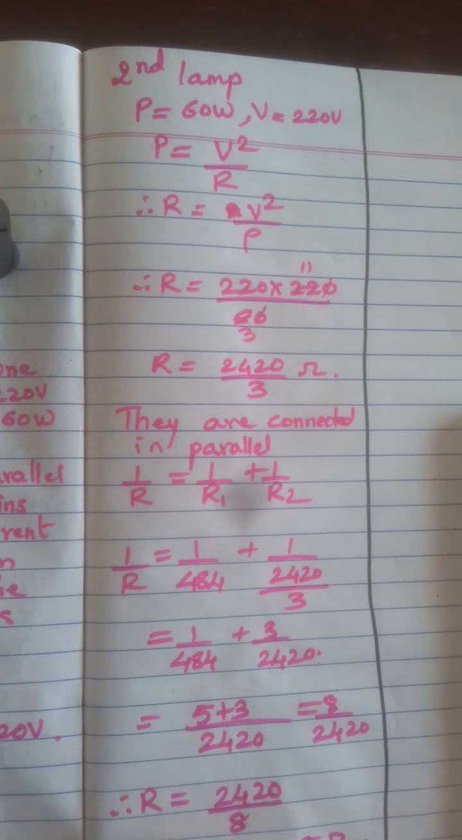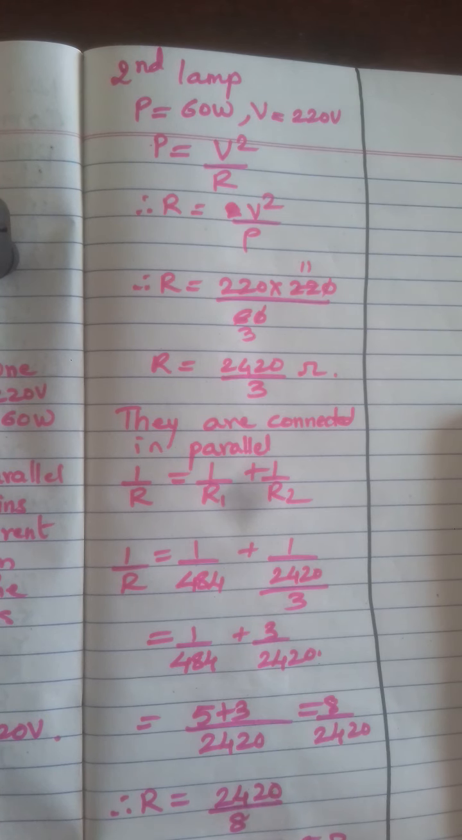So R becomes equal to 2420 upon 8. If you solve this, R is equal to 302.5 ohms. And by Ohm's law, current is I is equal to V by R. So V is 220, resistance is 302.5 ohms. So it gets 0.727 amperes or approximately 0.73 amperes. Okay. So this is how we solve the 15th question.